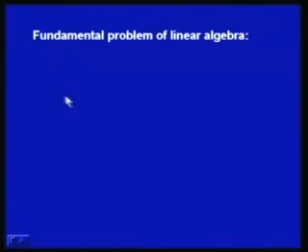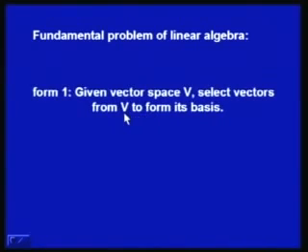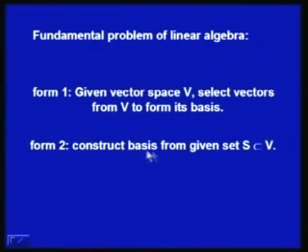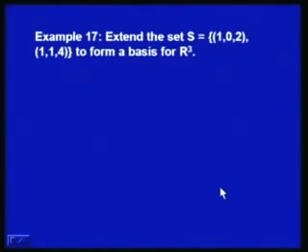Now, we talk about the fundamental problem of linear algebra, which is given in two different forms. Form 1 suggests that, given a vector space V, we select vectors to form a basis for V. The second form is, construct a basis from a given set S which is a subset of V. So, these are two different forms. Let us try to see with the help of an example.